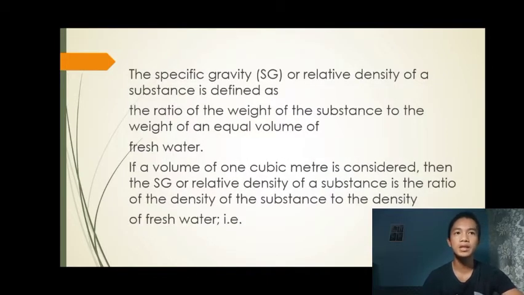The specific gravity, SG, or relative density of a substance is defined as the ratio of the weight of the substance to the weight of an equal volume of fresh water. If a volume of 1 cubic meter is considered, then the SG or relative density of a substance is the ratio of the density of the substance to the density of fresh water.